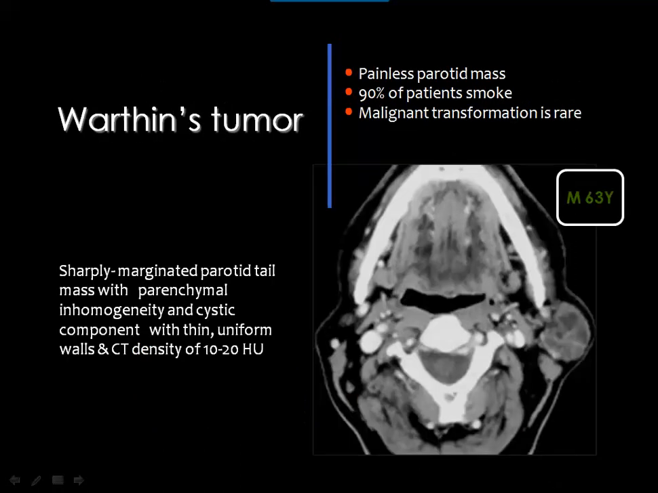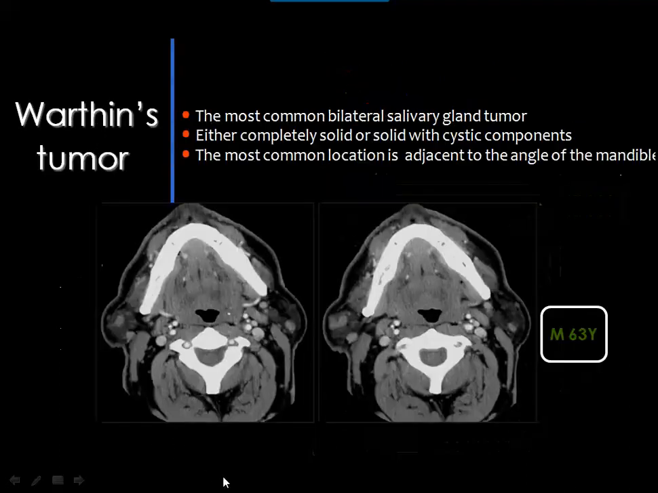This is a male patient, 63 years old, and you can see a mass in the superficial lobe of the parotid gland with cystic lesions inside. Then you think of Warthin tumor.